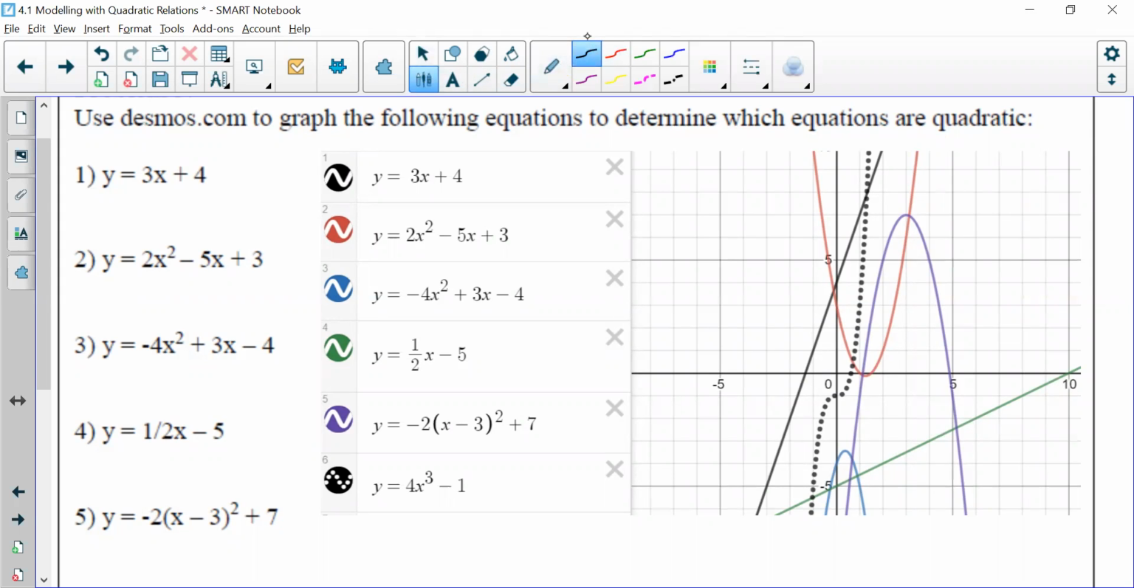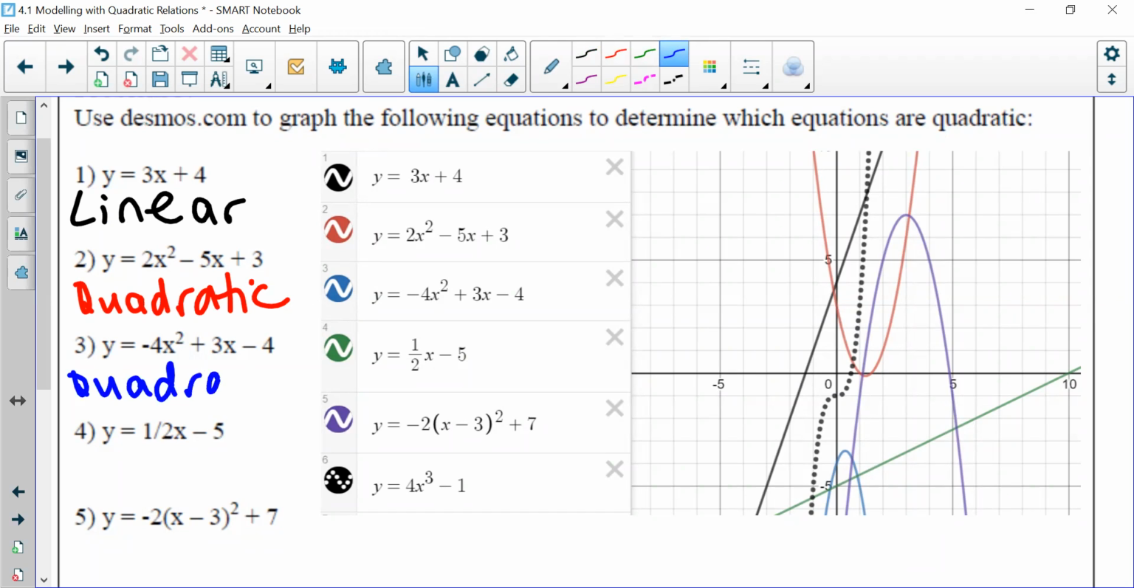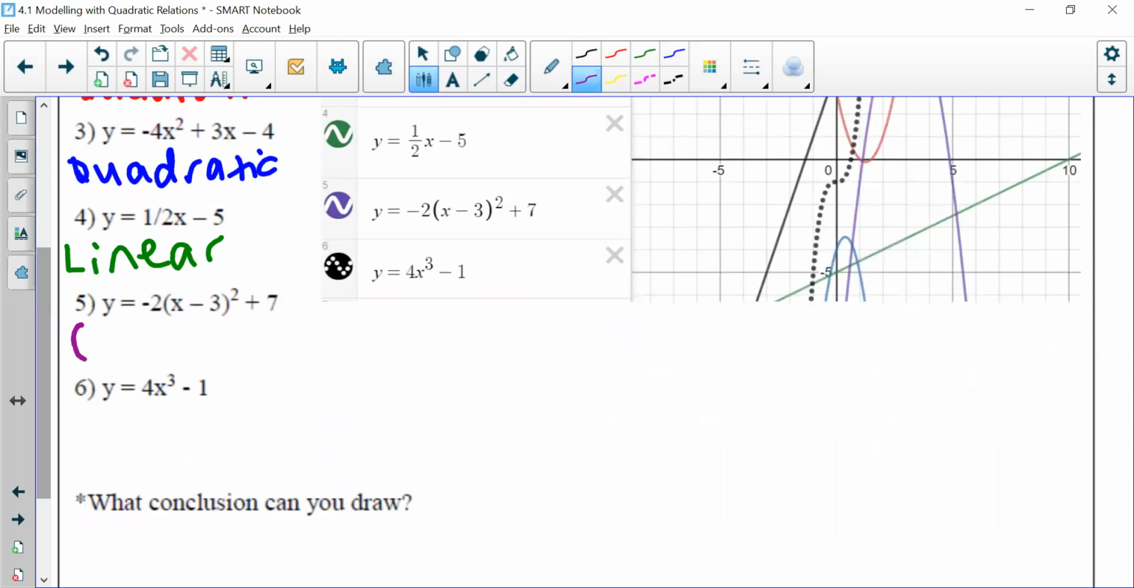Yes. Okay, so the first one we said was linear. I'm going to try to match up the colors here as best I can. The second one we said was quadratic because it looks like a parabola. The third one we said was quadratic because it looks like a parabola. The fourth one we said was linear. It's a straight line. The fifth one we said was quadratic. My purple is not exactly the same, but we'll have to just go with it. And let me see if I can write in dotted lines.